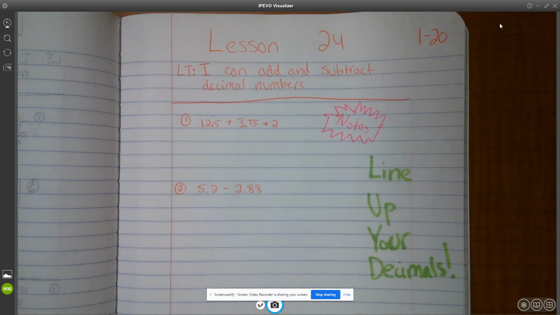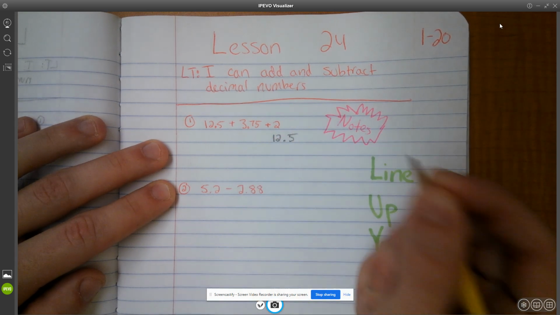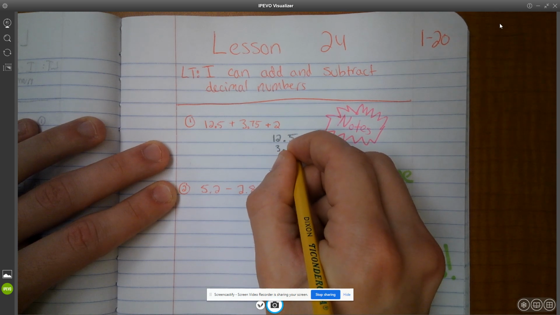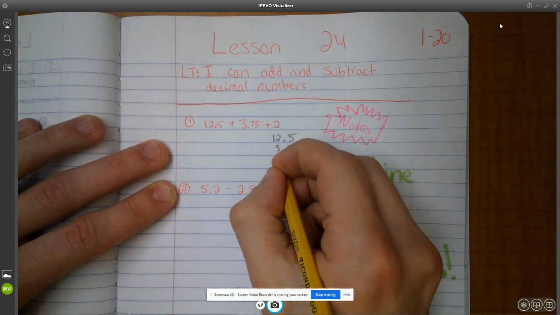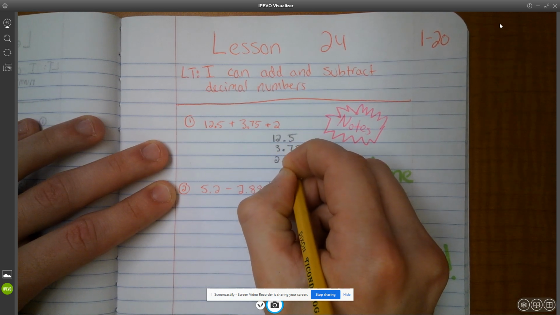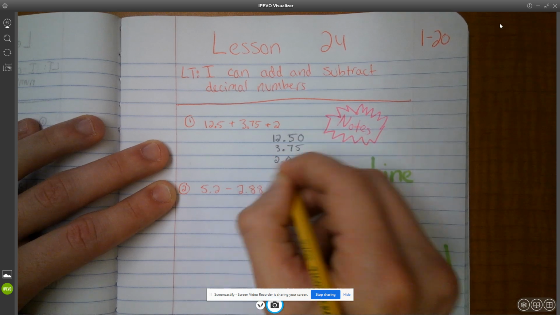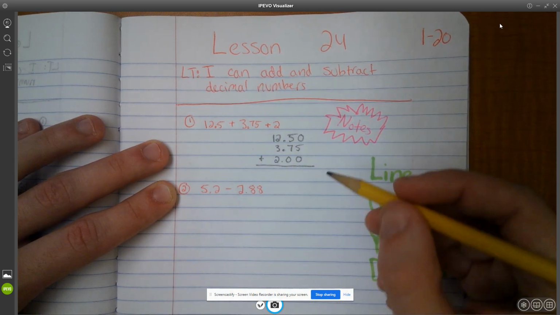The big thing you have to remember about decimals when we're adding and subtracting is that we have to line up our decimals. We have to put them on top of one another. Let me grab my pencil. We have 12.5, and we have 3.75. It's really important that my decimals are right on top of one another. And 2. If I want to put 2.0, I like to add zeros just so we have everything filled in at the end here. Those are all lined up. It's really easy to see.